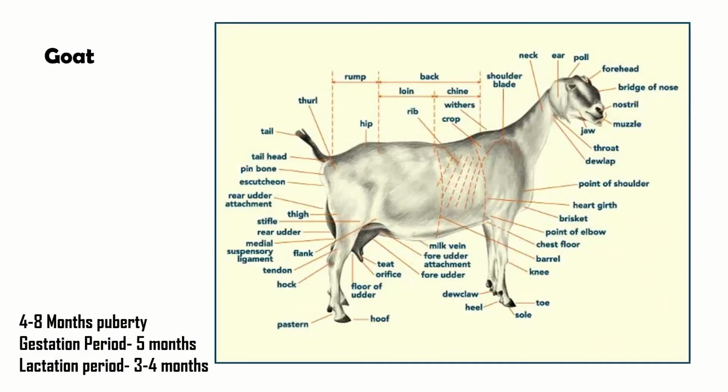Next is the goat. At the age of 4 to 8 months, marireach na niya yung sexual maturity or puberty, and the pregnancy lasts for 5 months, lactation period 3 to 4 months. Okay, so the cattle and the goat almost have the same anatomical terms. The only difference is that the goat has 2 udders while the cow has 4. Okay, and also the bridge of their nose is very matangos.